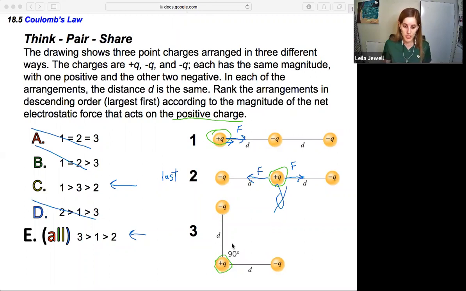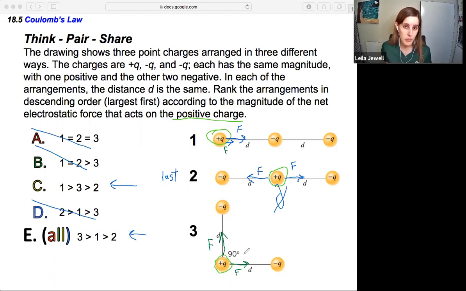All right, with 3, notice it's going to feel a force upward toward the one charge and to the right towards the other. So this is where it gets a little bit tricky. How do we know which one is bigger between 1 and 3? The key is that in 3, even though they are in different directions, they aren't in opposing directions. They're in totally different directions, but they're both only a distance d away. So both of these forces are larger than the second force in case 1, which is a much smaller amount of force.